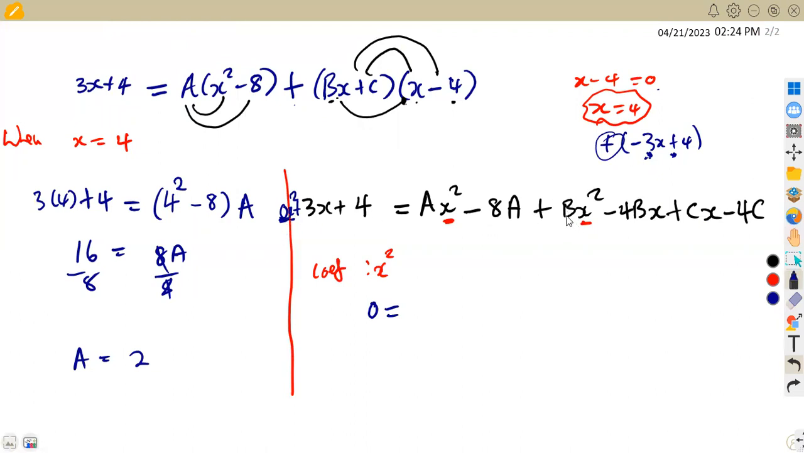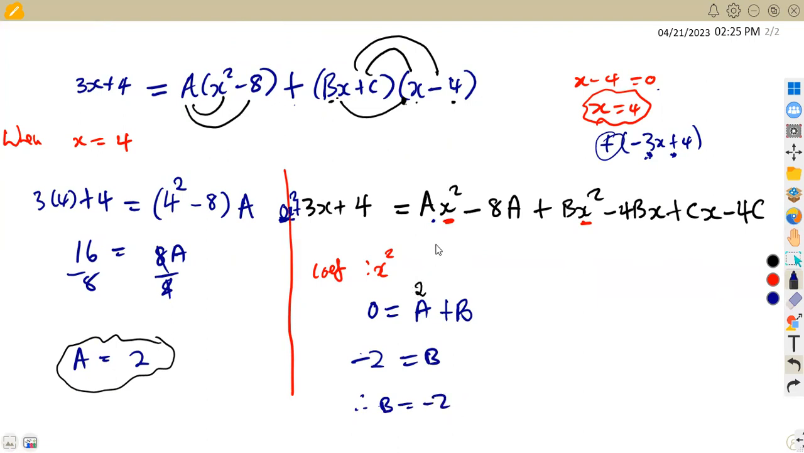On the right-hand side, we refer to the coefficient of x squared, which is a, and the coefficient of x squared on the other part, which is b, so that's a plus b. These two are equal, the left-hand side and the right-hand side. That can be an advantage for us, since we are to calculate the value of b, because we are given the value of a, which is 2. So if we transpose 2 to the other side, it's 0 minus 2, which is minus 2, equal to b. So b is equivalent to minus 2.